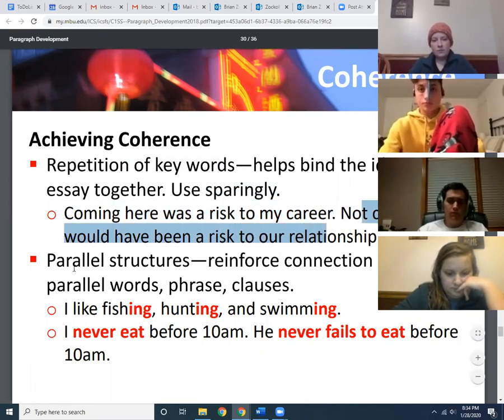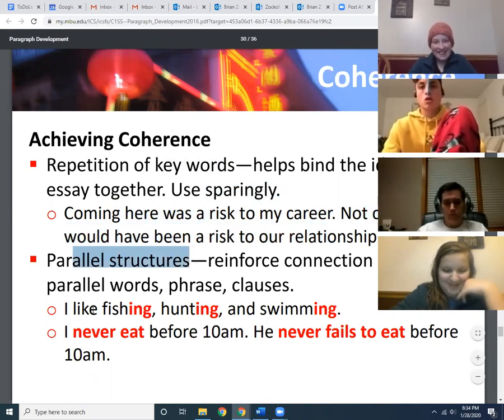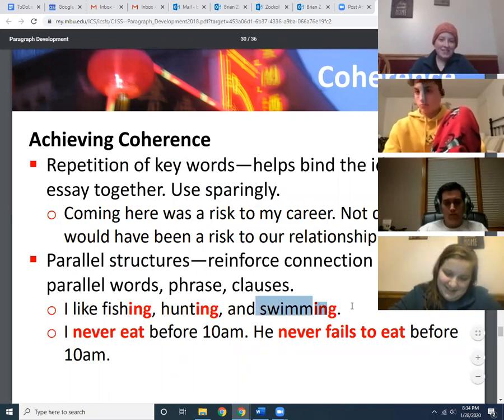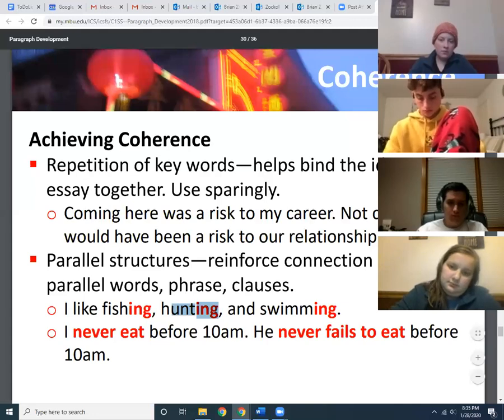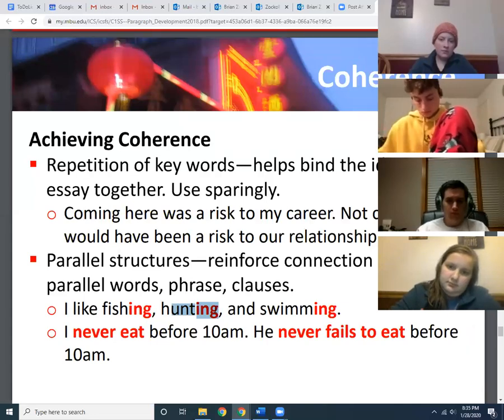Aw, so cute. Parallel structures are another way to reinforce coherency. For example, "I like fishing, hunting, and swimming." It would be inappropriate to say "I like fishing, to hunt, and swimming." Well, there we have a non-parallel structure, because the second gerund that you chose would not be the same as the -ing in fishing and the -ing in swimming.